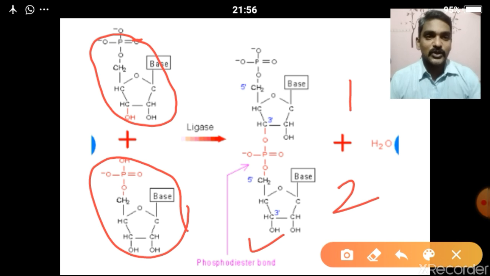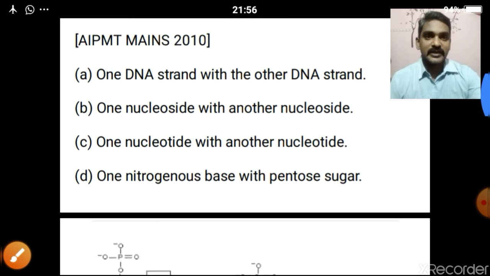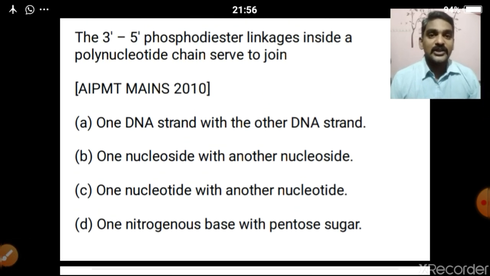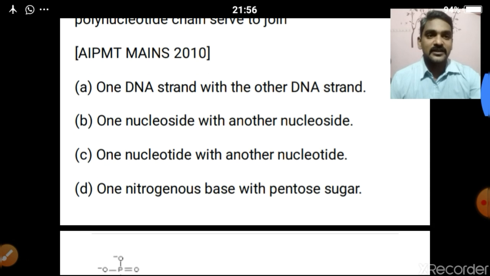So this is the second nucleotide. So it will be going like this. So the polynucleotide comprises many nucleotides. See, all the nucleotides will be linked by the phosphodiester linkage. So the answer will be, you can see, 1 nucleotide with another nucleotide. Option C. You can see option C is the correct answer.